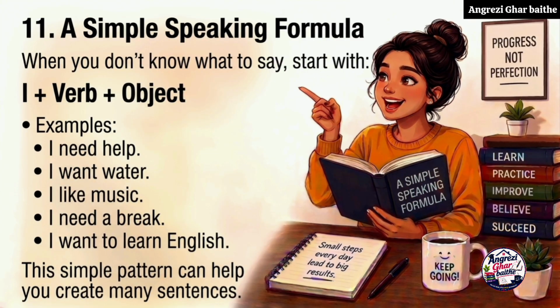A simple speaking formula. When you don't know what to say, start with I plus verb plus object. Examples: I need help. I want water. I like music. I need a break. I want to learn English. This simple pattern can help you create many sentences.